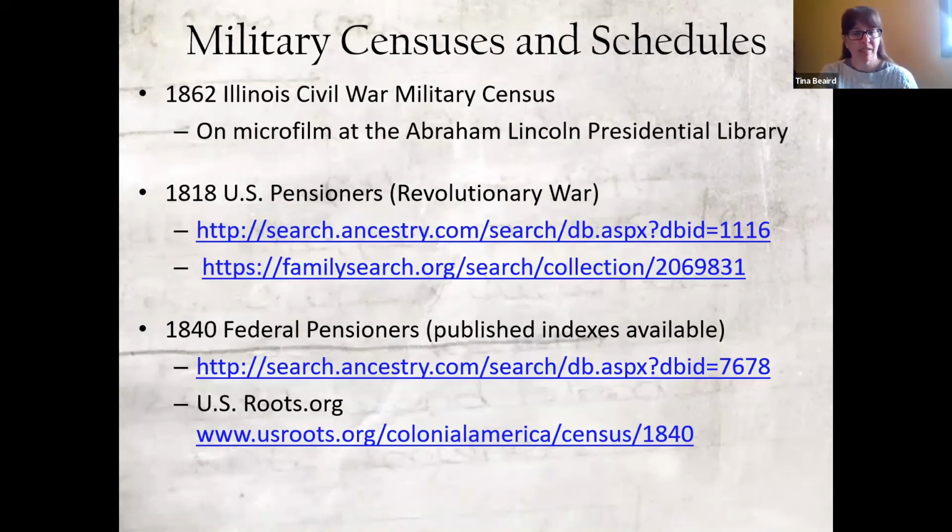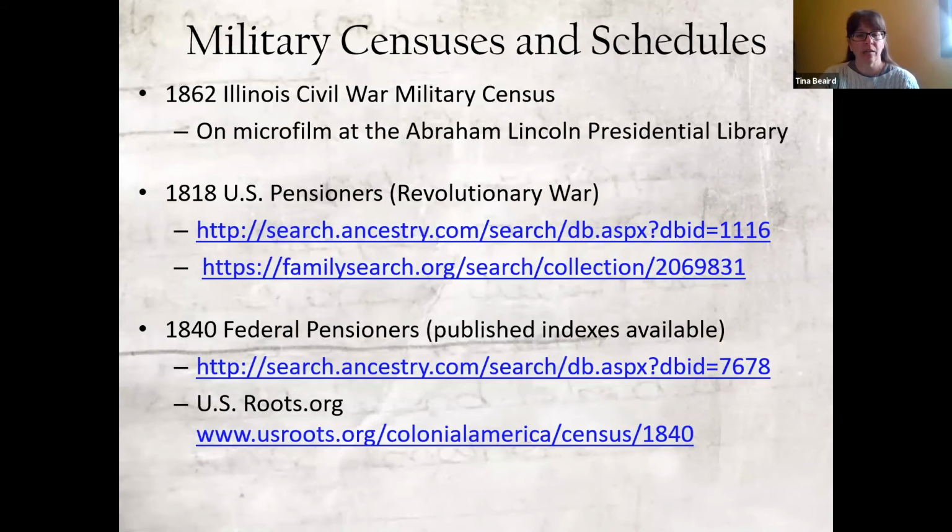So military censuses and schedules. In Illinois, they did a Civil War military census in 1862. Those are on 26 microfilm reels through the Abraham Lincoln Presidential Library. You can view them if you go down there. I have a complete set of them at my library in Plainfield, so I'm happy to look something up for you when we get back to work. You can find a library that might have them like I have them and be able to go and look at them. It's just a single page.